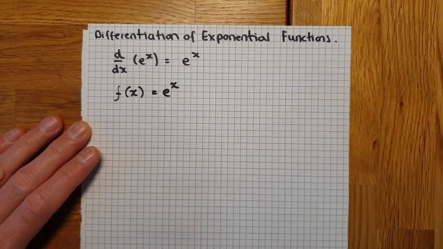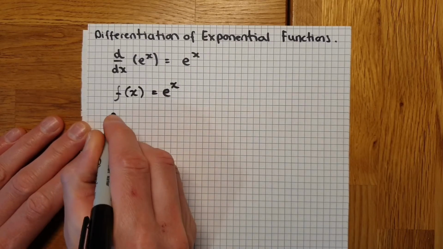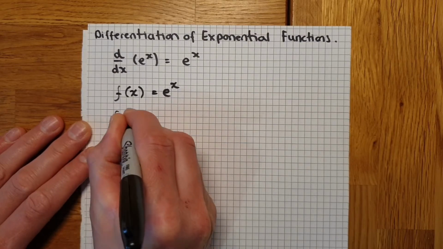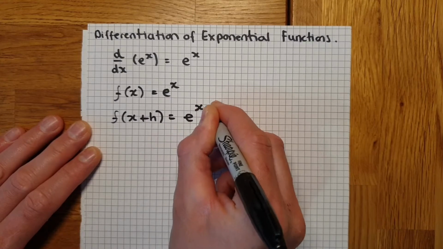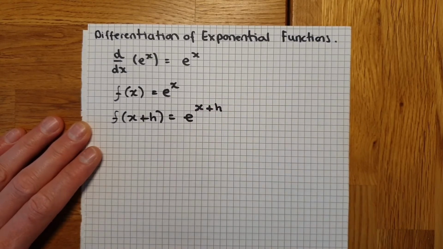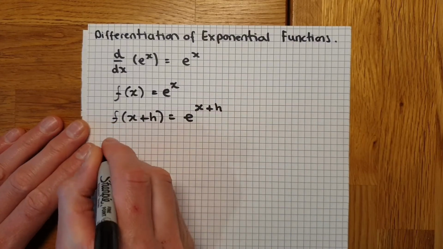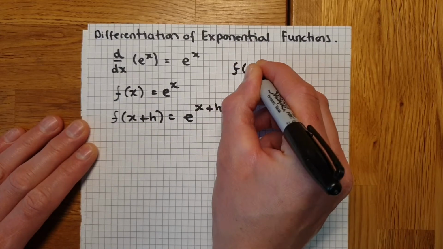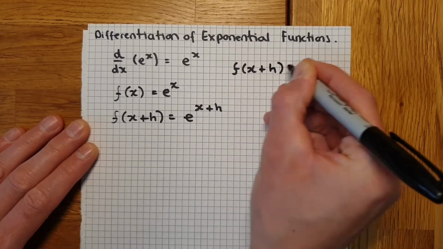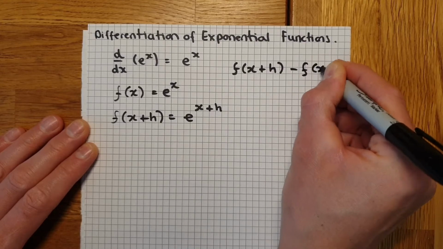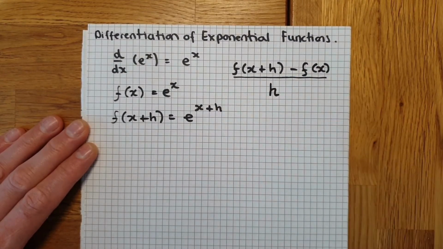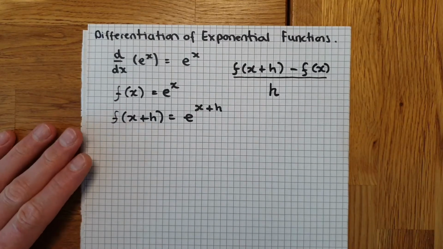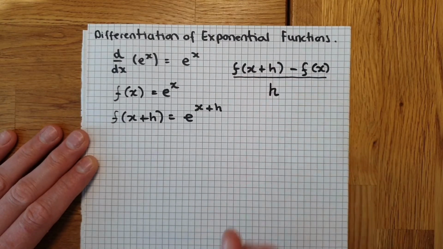Now, if we wanted to find the derivative of that, we can use first principles, which you've learned about just recently. So we can say that f of x plus h is e to the x plus h. Now, we can work out what f of x plus h minus f of x all divided by h is, and then we'll have a look at the limit as h tends to 0. But let's work out what this bit is here first.